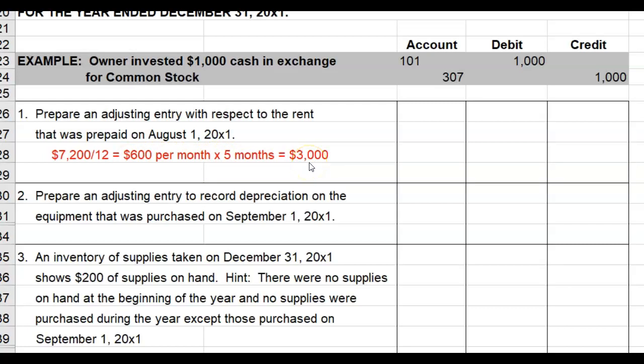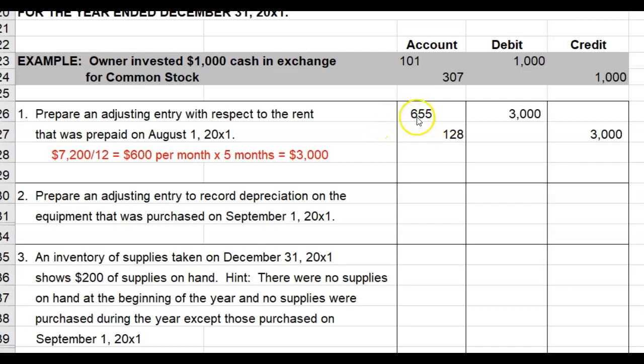We need to debit the rent expense and credit the prepaid rent. You don't credit cash. You've already paid for this rent. You paid 12 months worth of rent, $7,200 on August 1st. So we're going to reduce that prepaid asset and we're going to debit the expense. So go ahead and write that journal entry, adjusting journal entry, then start the video again and check your work.